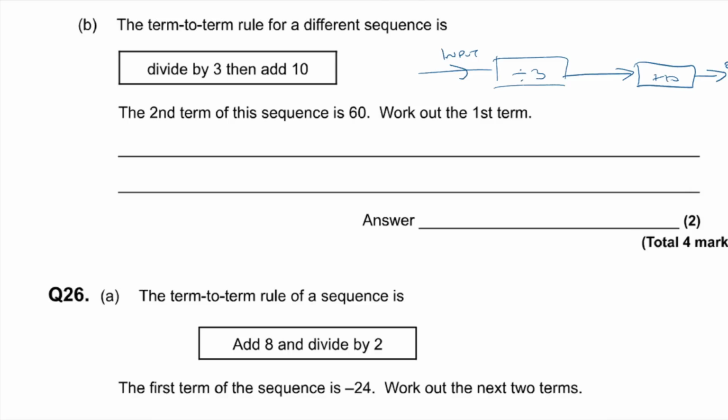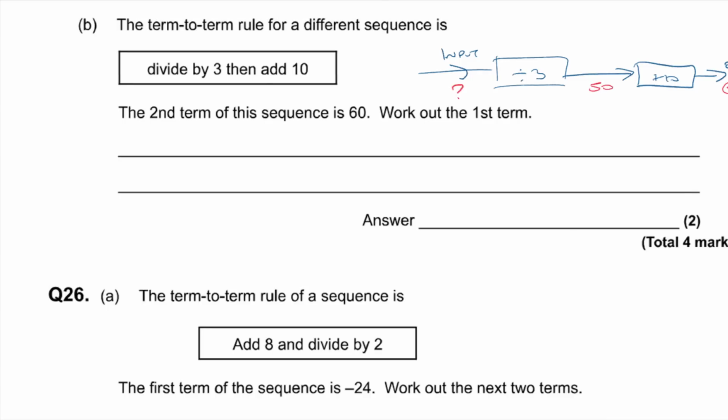So if we're saying that the second term is 60, work out the first term, because it's a term-to-term rule, it's just basically going through this function machine backwards. So if the output was 60, what was the input to start with then? What was the number that we had that we ended up with 60? So if we're going through this backwards, rather than adding 10 here, before, what did we add on 10 to get 60? Well, if we take that 10 away, 50 add 10 is equal to 60. So it must have been 50 at this point here.